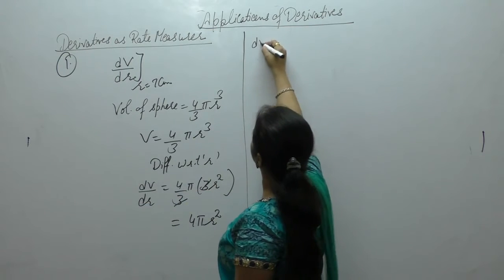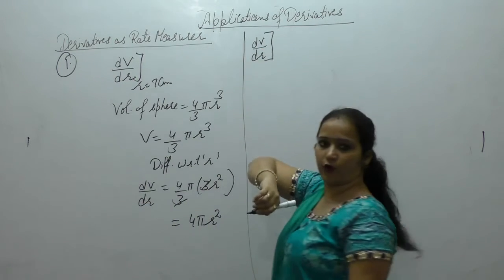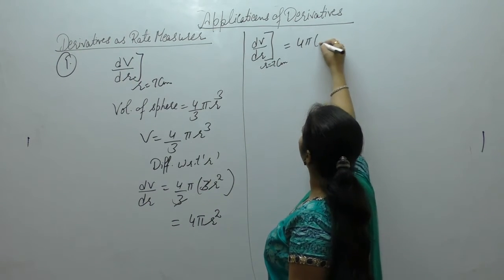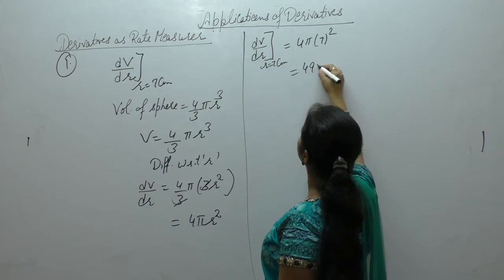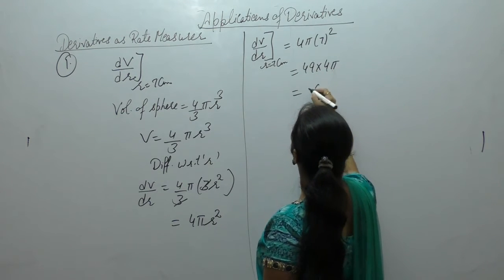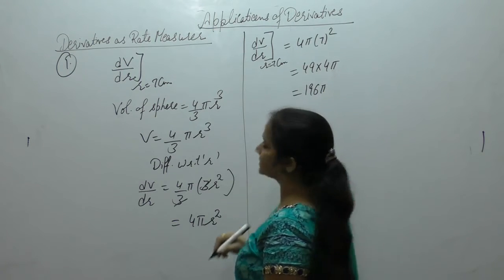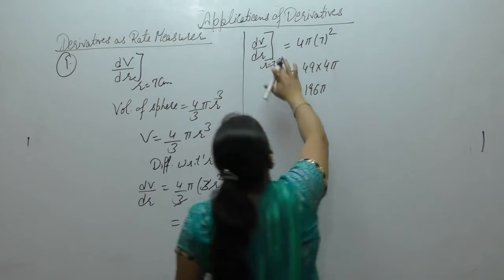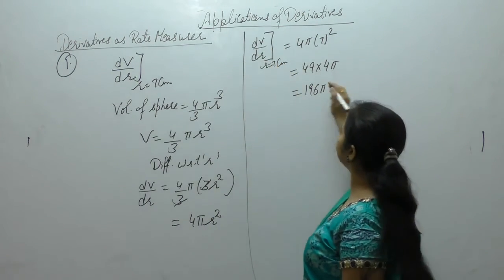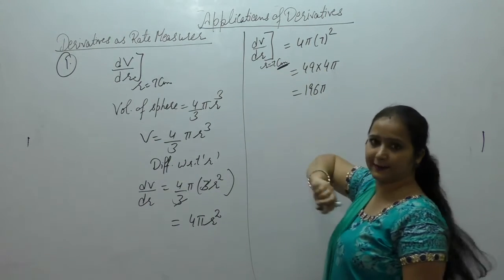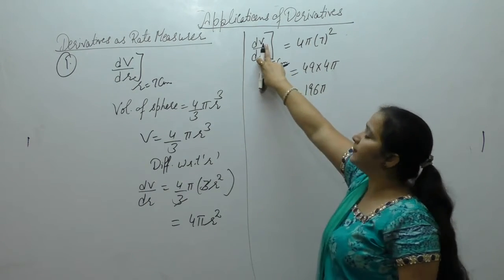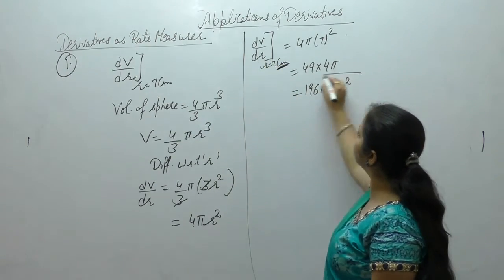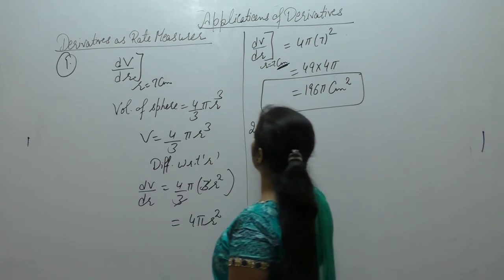Now we want to find rate of change of volume with respect to r when r is equal to 7. Put this value: 4 pi 7 square. 7 square is 49, into 4 pi, 196 pi. Volume का unit है centimeter cube और radius का centimeter. So dV upon dr, the unit will be centimeter square.